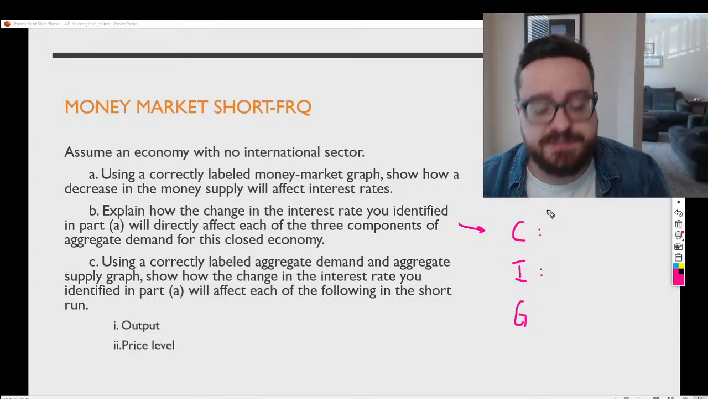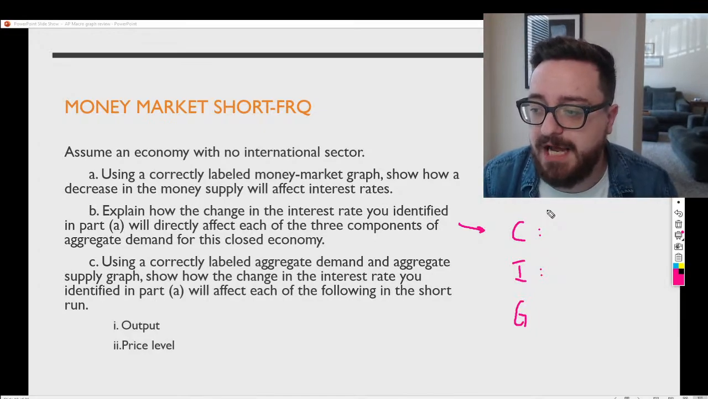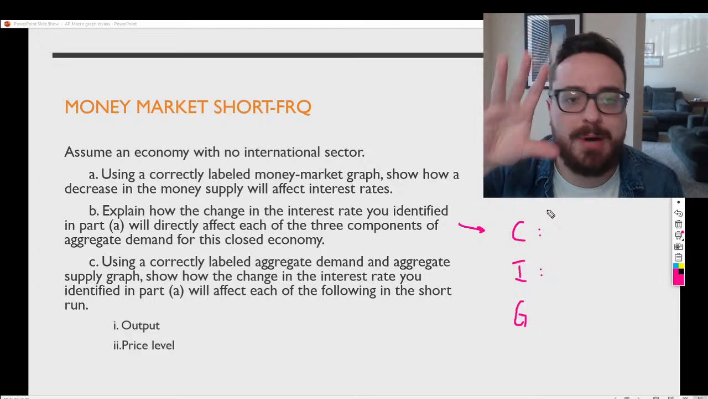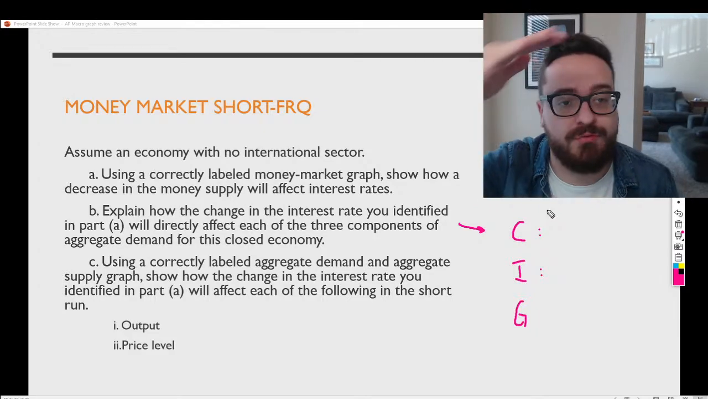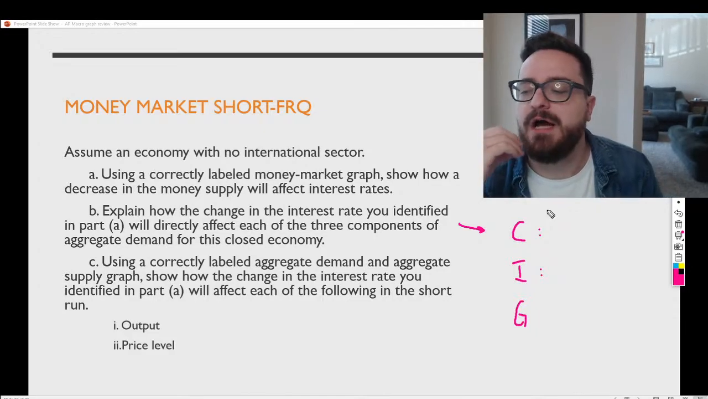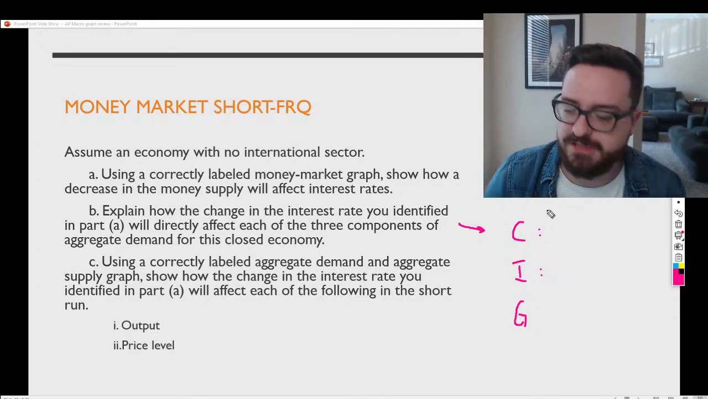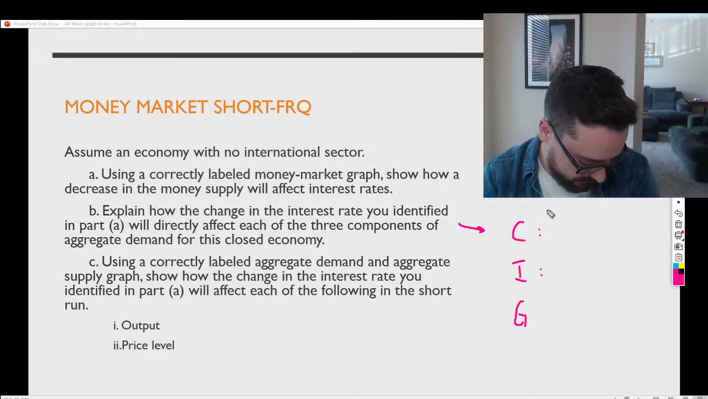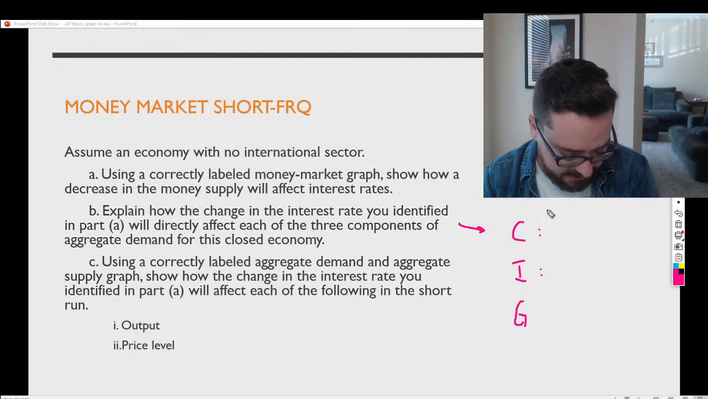Now again, on my answer, when I'm formatting it for the AP exam, I would write letter A, draw my money market graph, and I would say see graph for A. For B, I would write my full explanation. That's all I've got to do there. And then C, I would draw the aggregate demand supply graph, and then I would also write CI, that output falls, just to be safe. And for CII, I would write that price level falls for, again, the same exact reason.